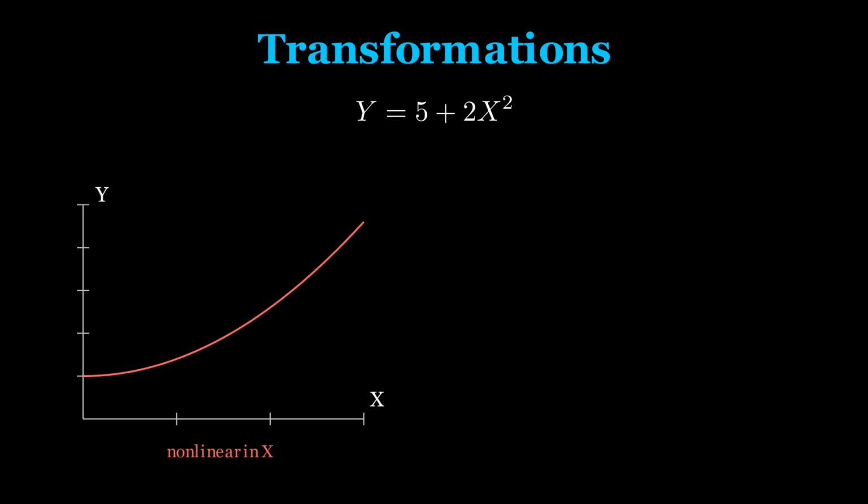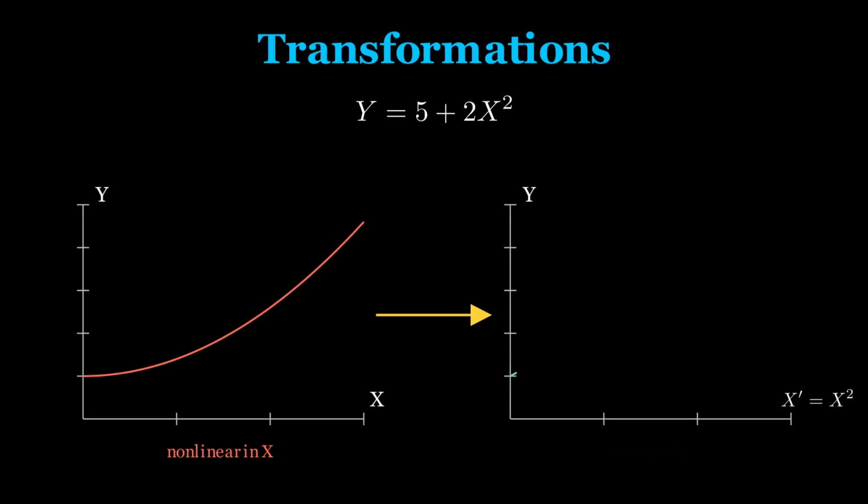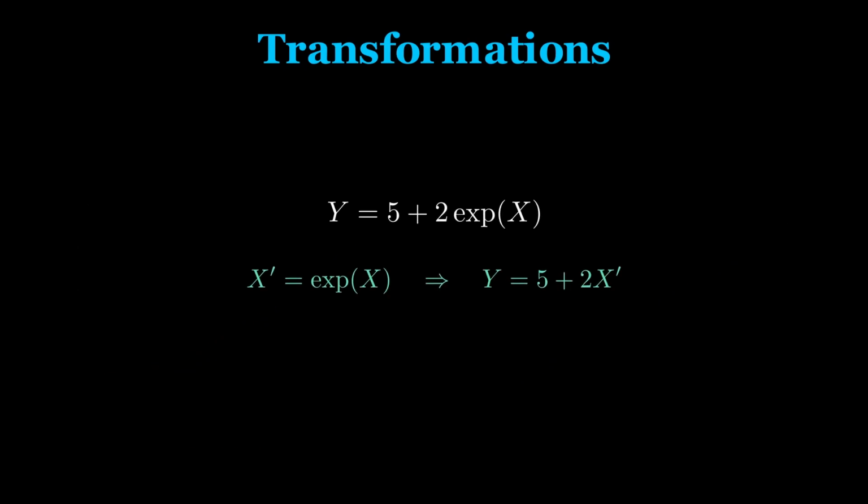One common way to introduce linearity to nonlinear functions in regression models is through transformations of the explanatory variables. Consider the polynomial regression model, y equals 5 plus 2x squared. The relationship between y and x is nonlinear. On the left, plotting y against x gives a curve. However, if we treat x prime equal to x squared as the explanatory variable instead of x, the model becomes linear. On the right, plotting y against x prime gives a straight line, so the model can still be considered a linear model. The same idea works for other functions.